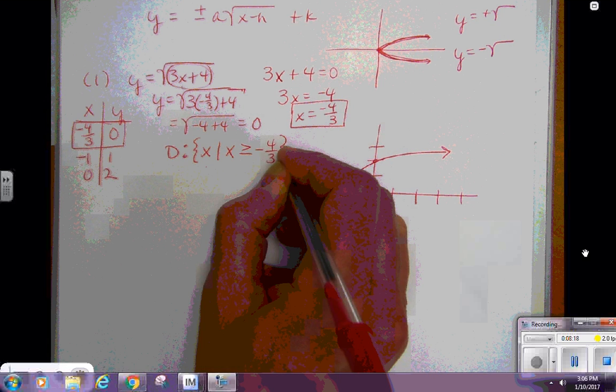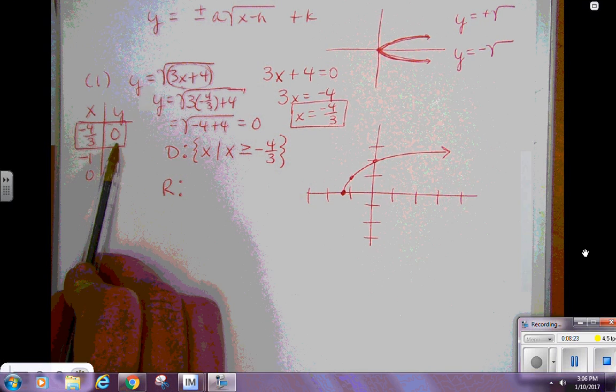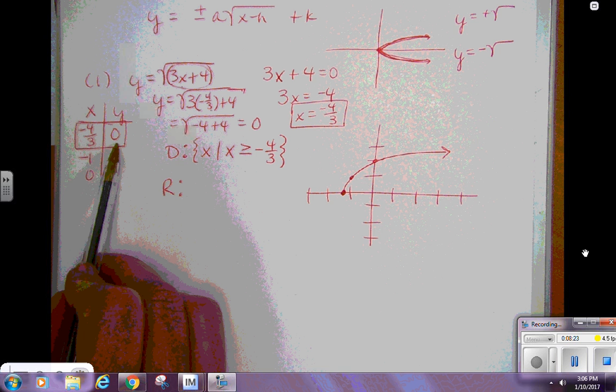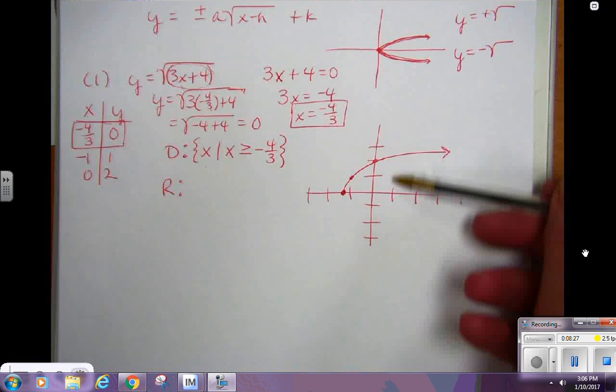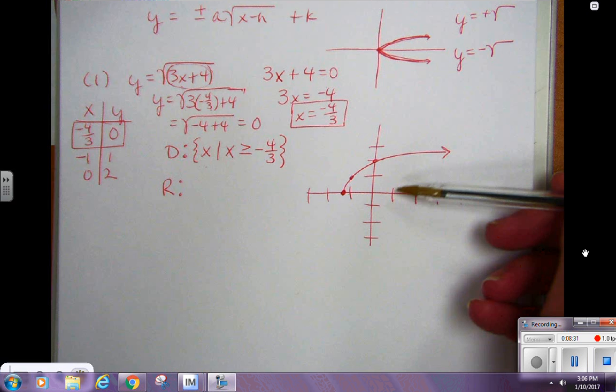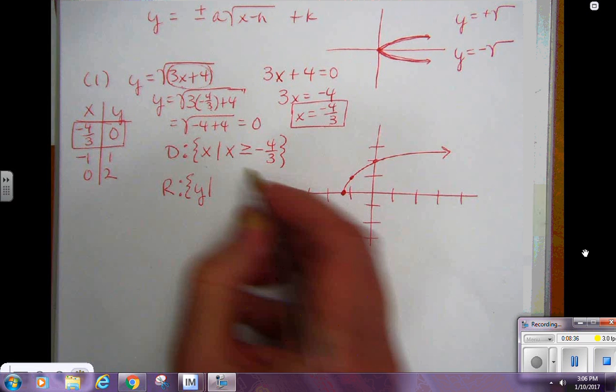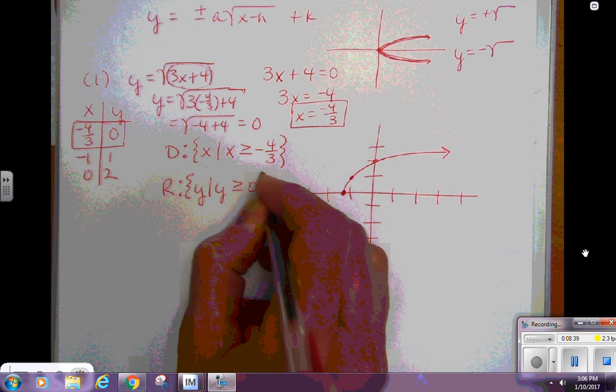And then your range, we're going to use the y value of our starting point, and the range is up and down. I'm not going to have any y values less than 0. It's all going to be greater than 0. And I want to use set builder notation again. So all values of y, so that y is greater than or equal to 0.